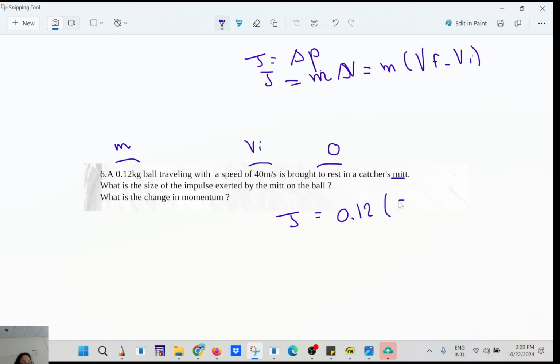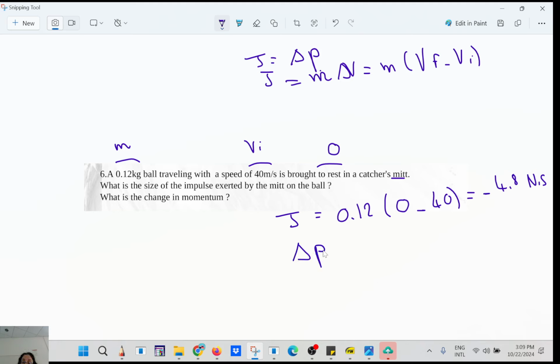Final velocity is 0, minus initial velocity is 40, so it's going to be 0.8 in magnitude, negative 0.8. Agree? Don't fall asleep. Why did I put that? I don't know. That's when I start to be tired. Negative 4.8. I have to focus. Focus for 4.8 Newton second. Agree?